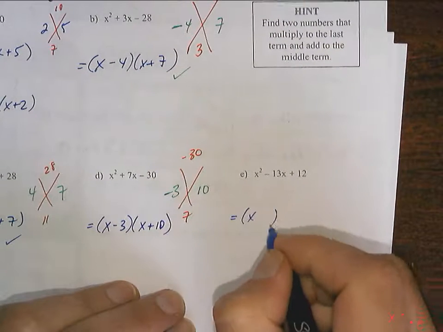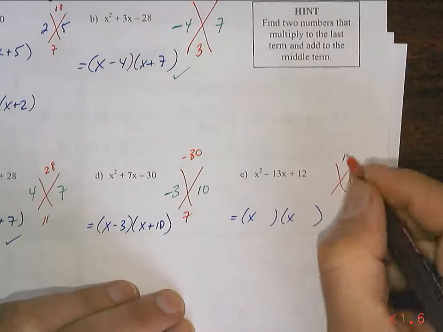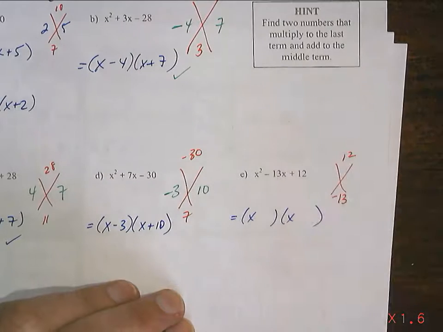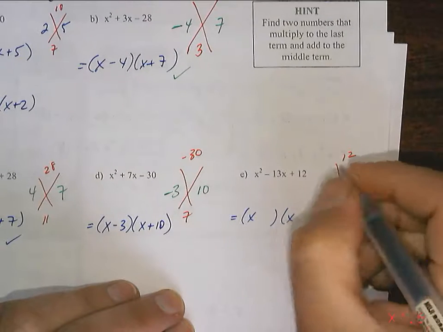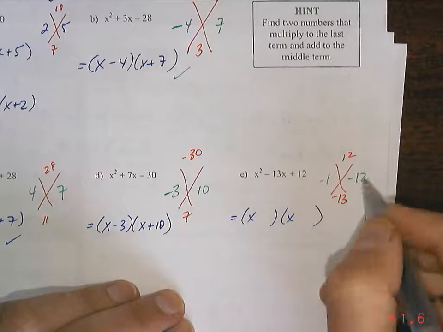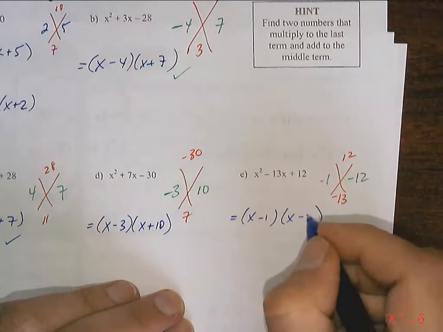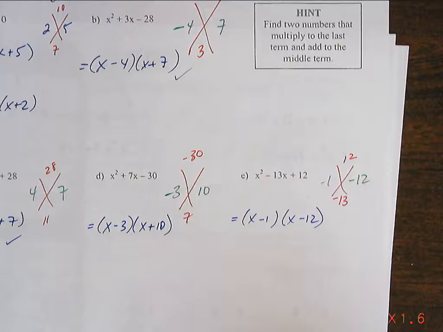Okay, bracket, bracket. Let's find my numbers. Two numbers that multiply to give 12 and add to negative 13. How about negative 1 and negative 12? They multiply to give positive. They add to give that. Life is grand. And I'm done. Question 2.